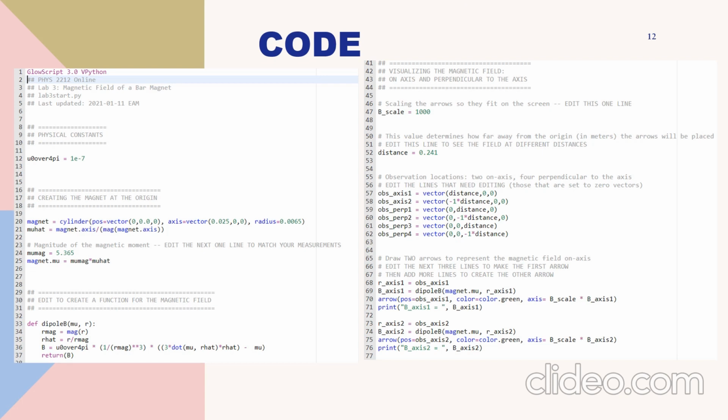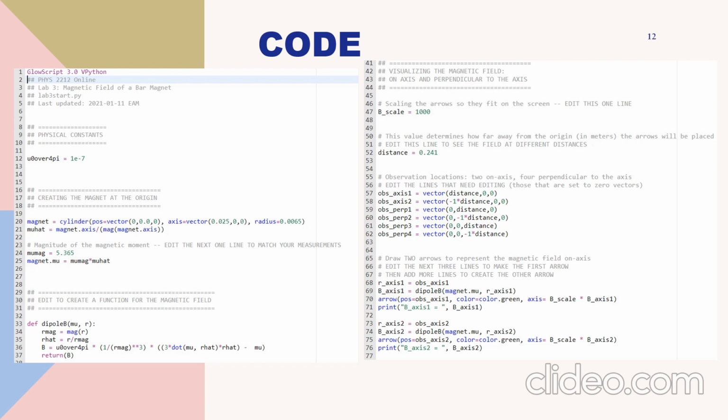Next, the experimental value calculated for mu is put in here. Next, a function to determine the magnetic field at a point using mu and r was created. We next quickly added a scale value so that we could see these arrows in relation to our model of the magnet. And then I chose a distance of 0.241 on here. It happens to be the same as d perp, but it just made the model look nice.